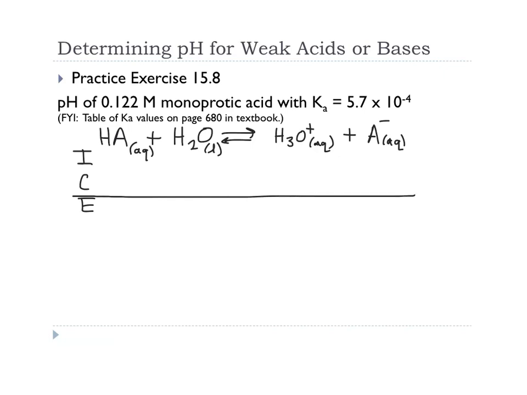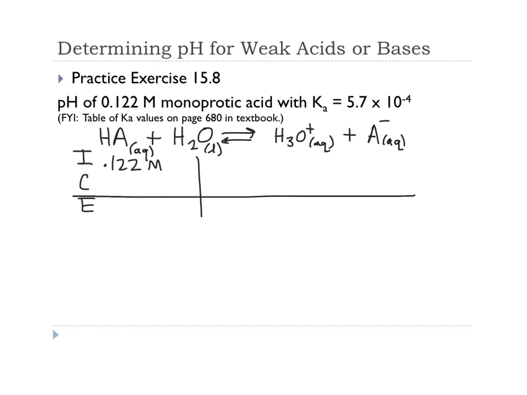What we know here is that the original concentration of the acid was 0.122 molar. And in an ICE table, unlike a BCA table, an ICE table is for equilibrium, so we're going to use things that have units of molarity in the ICE table. We're not going to worry at all about the concentration of the water, because it's a liquid and that doesn't affect equilibrium, so we can just ignore that column.